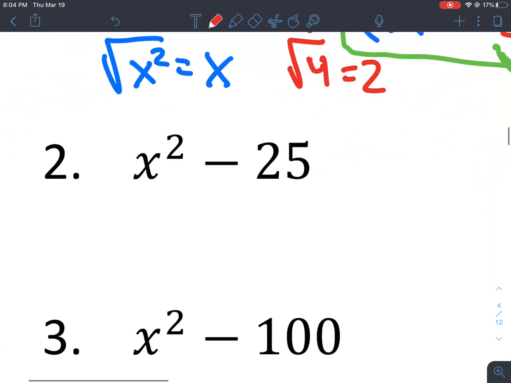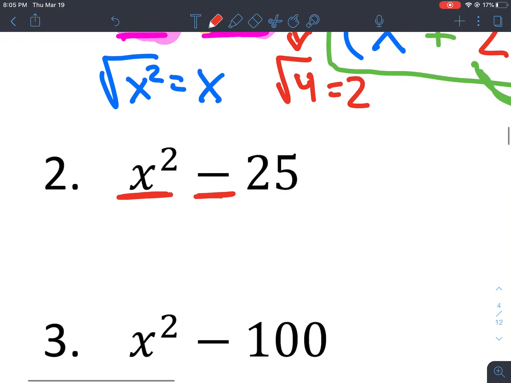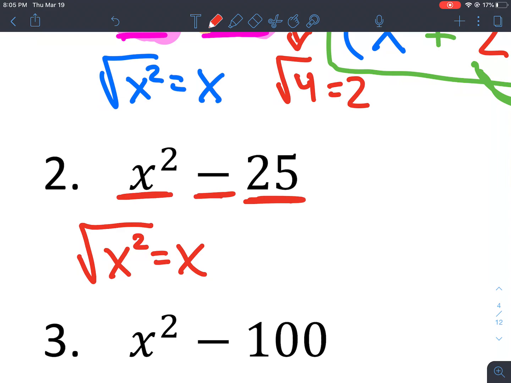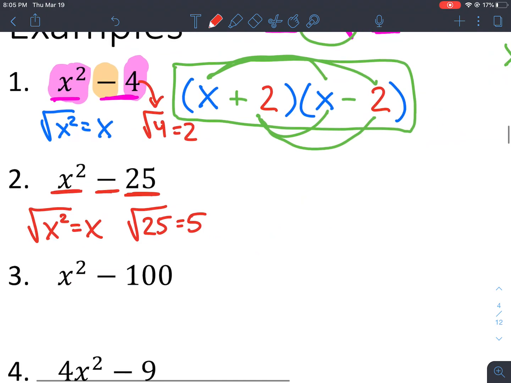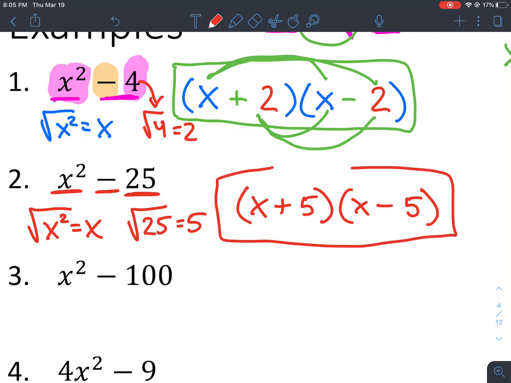We've got x squared minus 25. Again, we see that it's a difference. We're taking a subtraction of x squared, which is a perfect square, and 25, which is a perfect square. So if I take the square root of x squared, I get x. If I take the square root of 25, I get 5. So inside my parentheses, I'm going to start with an x for both. I'm going to finish with a 5 for both. And then I'm just going to have the alternating signs so that the middle term will cancel out. Plus 5, minus 5.